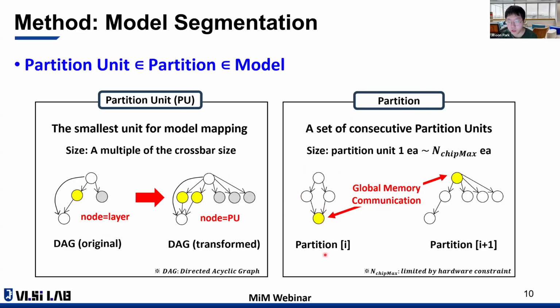A partition is a set of consecutive partition units, where we can say that 4 of these partition units consist of a partition, and this node is the starting point, and then there's another 6 partition units forming the next partition. Each partition fits into a chip, and executing one partition after another requires global memory communication, because you have to store the output data from this and load the data here. And also you have to replace the weights for the next partition as well.